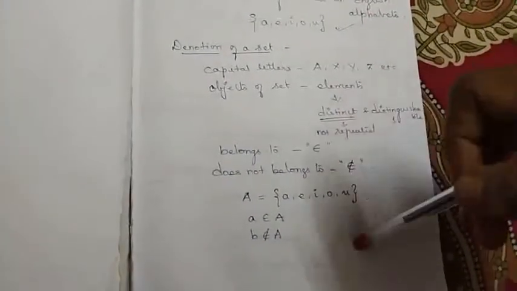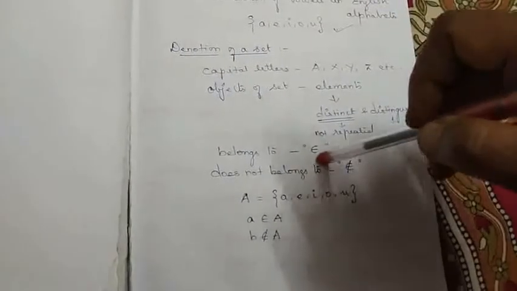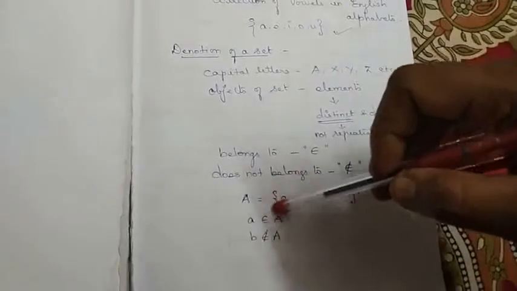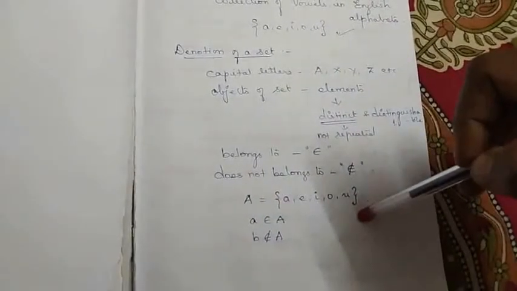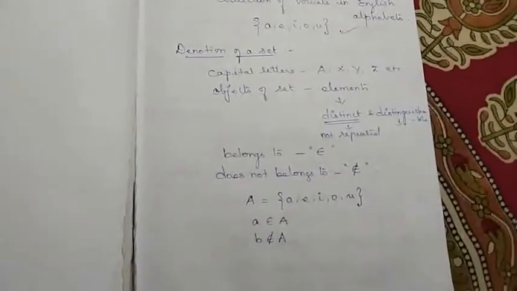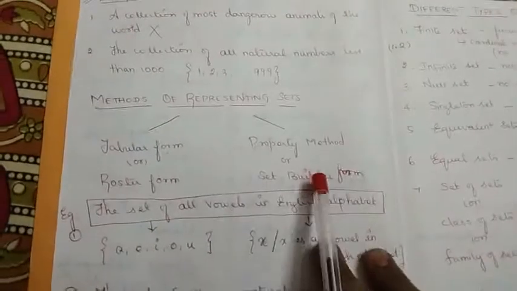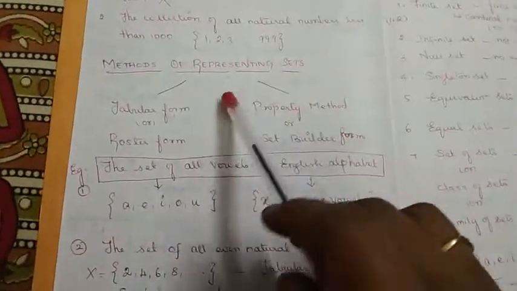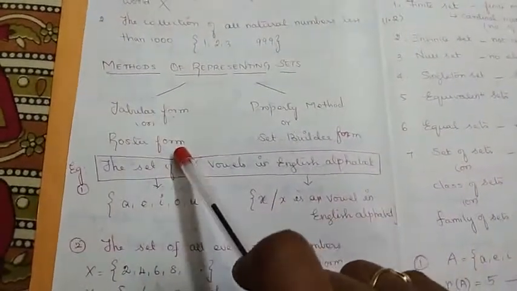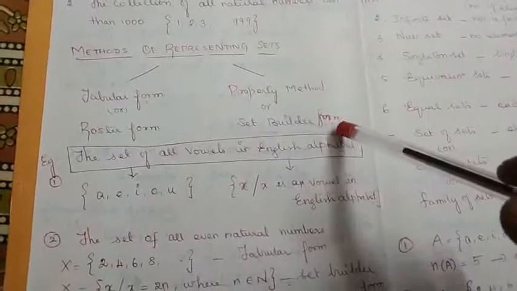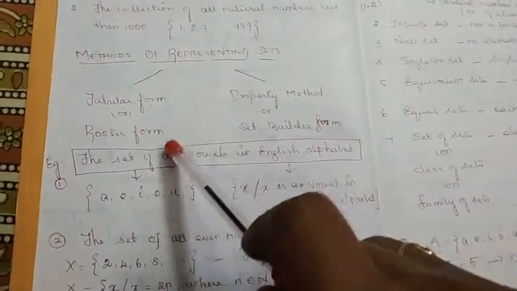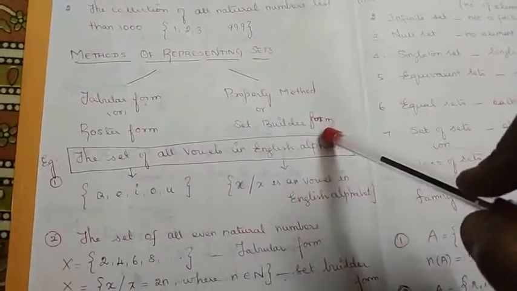Alright, and we have seen certain notations. It belongs to, does not belong to, which means we will strike off this sign, and all the elements in the set are denoted inside the flower braces, and the elements are separated by commas, right? Then we have seen how to represent sets. We have seen two different types of representing a set. First one is tabular form or roster form. Another one is property method or set builder form. Normally we will call it a set builder form.